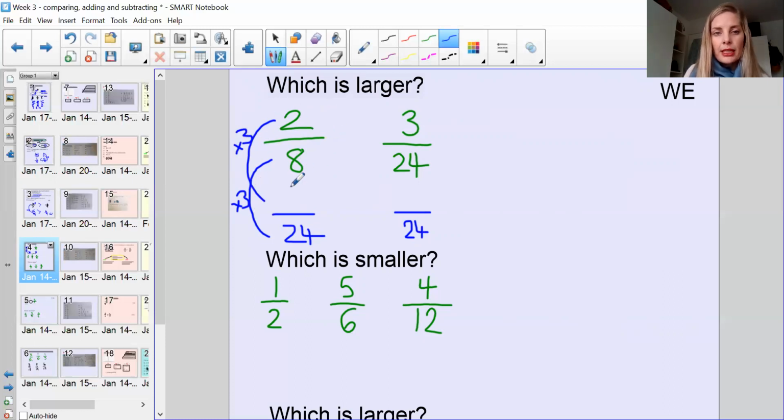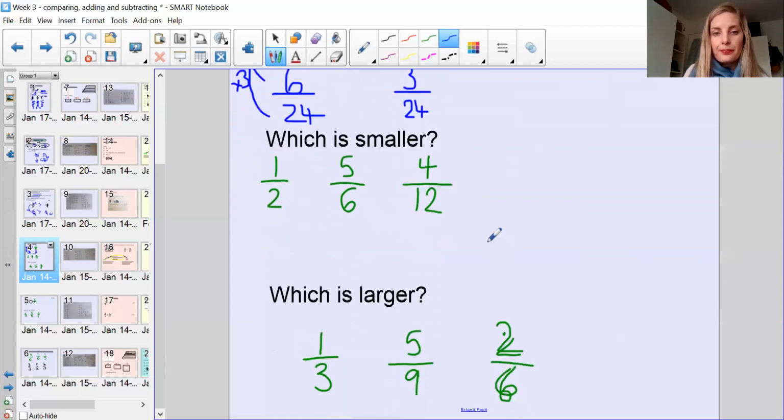So 2 times 3 is going to be 6. Okay. And here I've done nothing. 24 to 24 stay exactly the same. So 3 is going to stay exactly the same. And which one then is larger? I have a look at the top numbers now because my bottom numbers are exactly the same. And I can say 6 is bigger than 3. So therefore 2 8ths is bigger than 3 24ths.